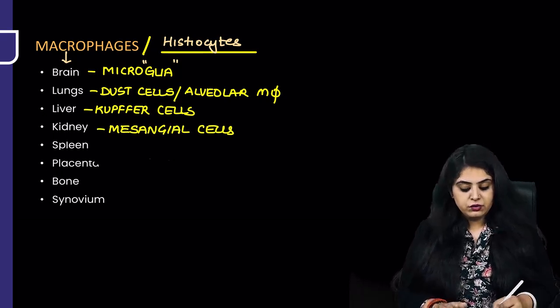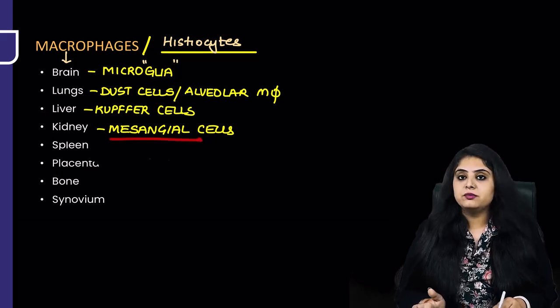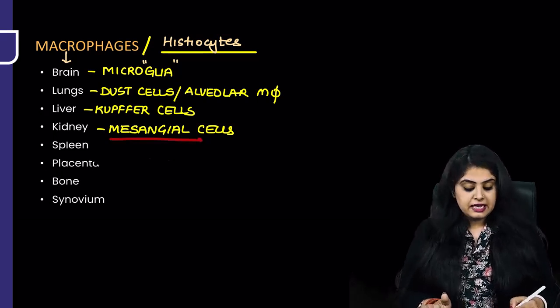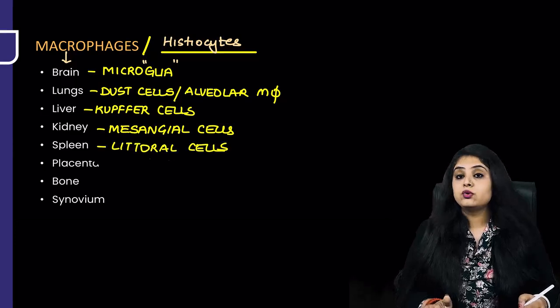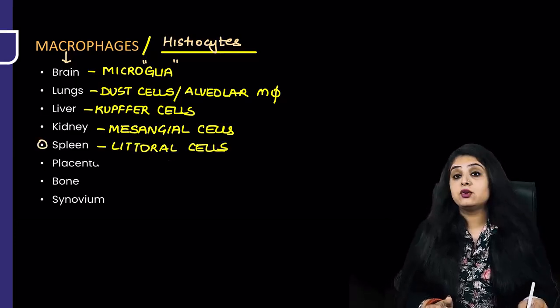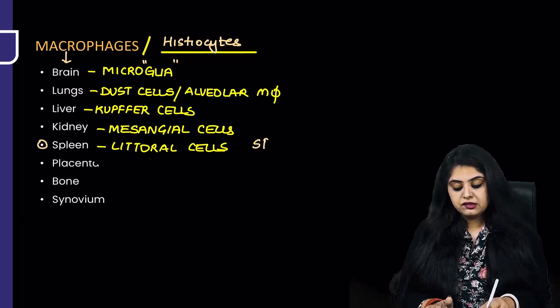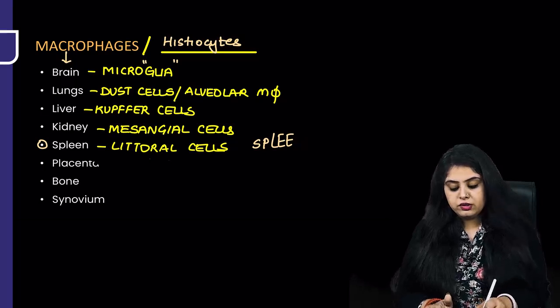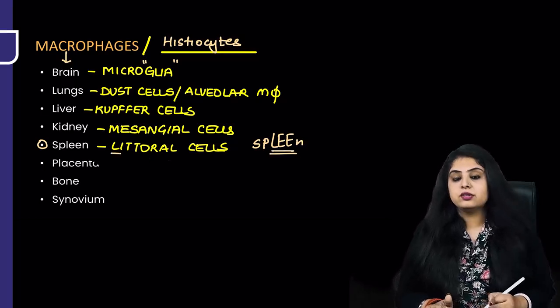In the kidney, we have something called mesangium, so it is known as the mesangial cells. In the spleen, it is known as littoral cells. This is something you might not have heard of. So remember, in the spleen, what are you going to call it? You are going to call it the littoral cells. Spleen is known as littoral cells.